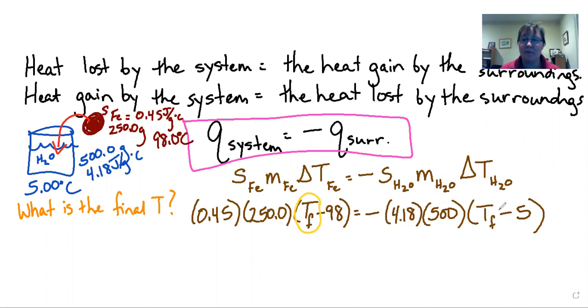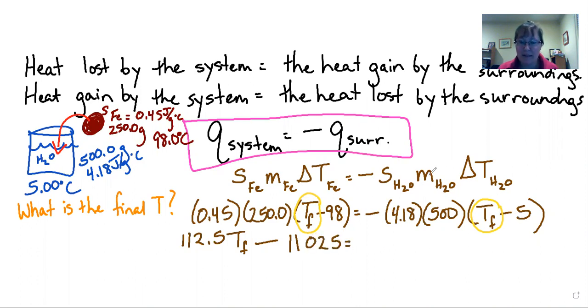Okay, here's my variable. And this is where we're really going to use our algebra a lot. So I say 0.45 times 250 times TF. So I'm doing a distribution here. Okay, so 0.45 times 250 is 112.5 TF. I'm not going to worry about my significant figures just yet. Minus, okay, now I do 0.45 times 250 times 98. And what I get now is 11,025.